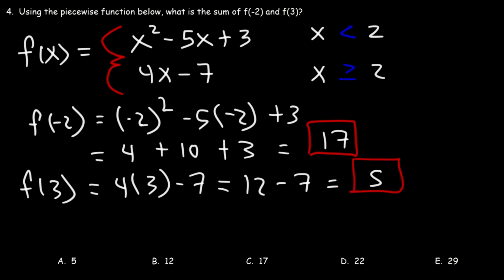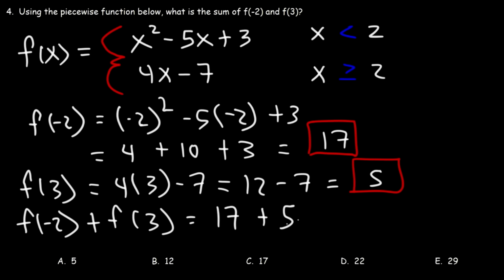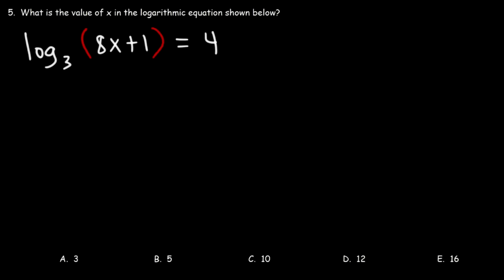So now, we can find the sum of f of negative 2 and f of 3. So it's going to be 17 plus 5, which is 22. So answer choice D is the answer.